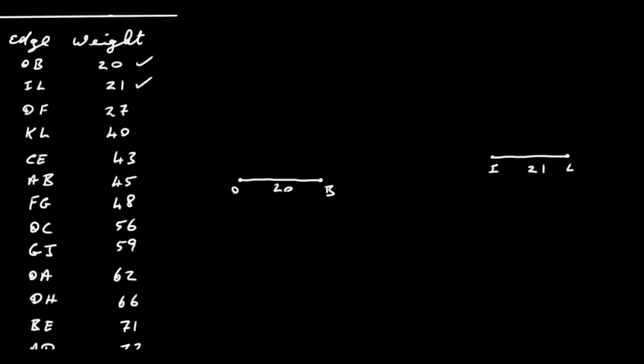DF was the next one. Now that was in the middle here. So D was here, F was here, and that has a weight of 27. The next one was KL. So KL is actually out here at the end. K was here, and that has a weight of 40. The next one was CE. So that was actually down here. This was C, and E is here, and that has a weight of 43.